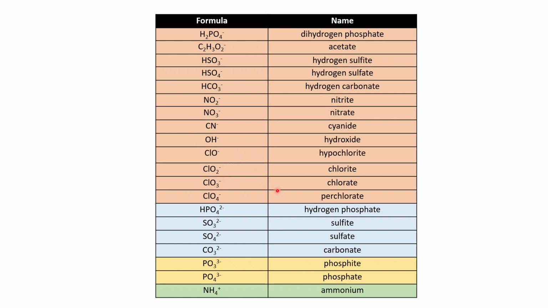So these are each to be thought of as one particle. So for example, CN minus is cyanide, right? ClO3 1 minus is chlorate. ClO4 1 minus is perchlorate.